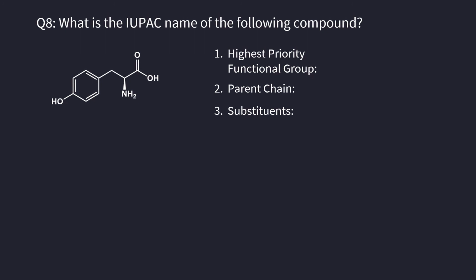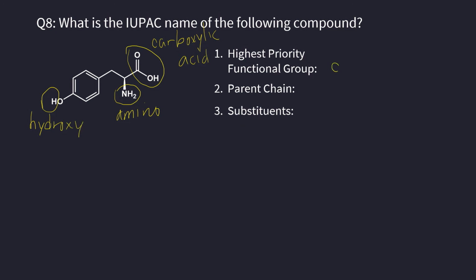We have a carboxylic acid. We have an amino group, or an amine functional group. And we have a hydroxy functional group. So our highest priority functional group is our carboxylic acid. So the parent chain should contain an oic acid suffix.